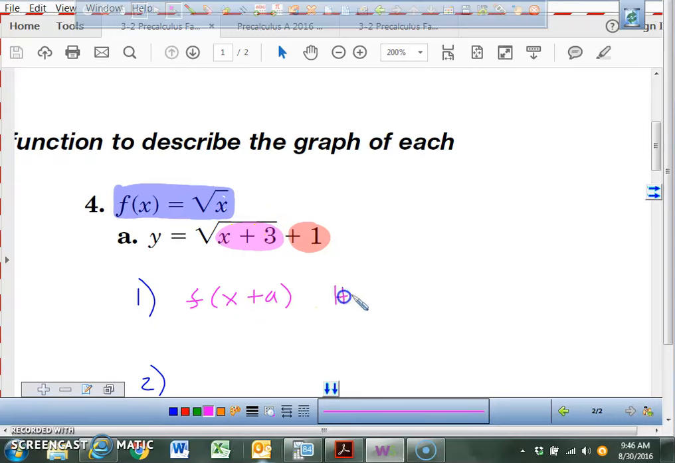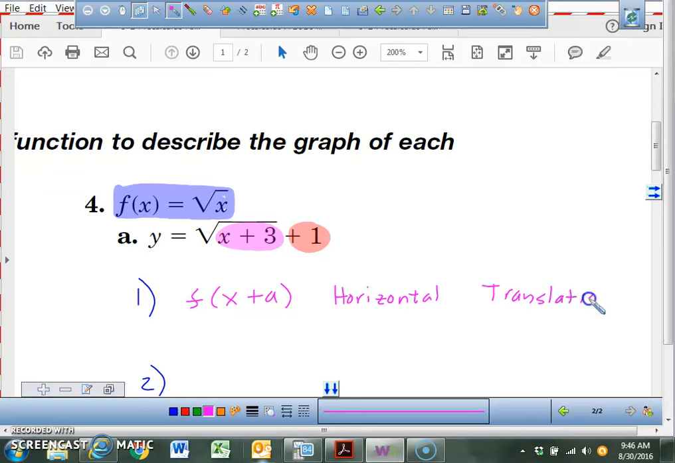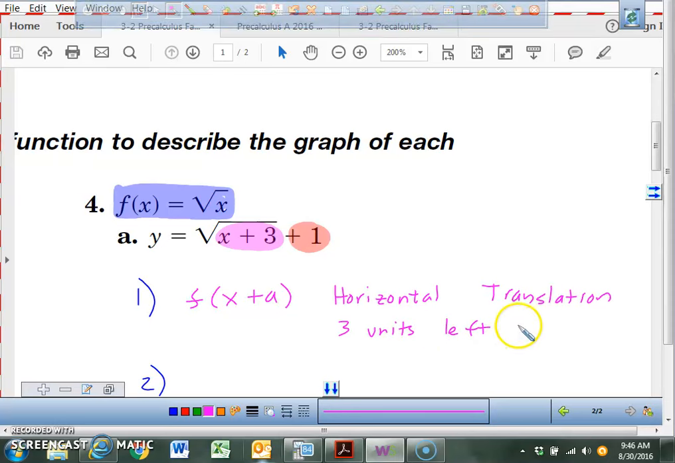And that is dealing with a horizontal translation, 3 units left. 3 units left. Now, if you go to the calculator, you can actually check it.